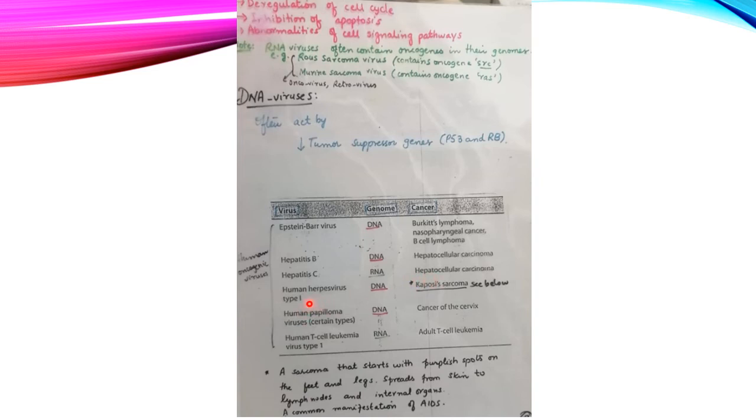Then human herpes virus type 8 is a DNA-based virus, and it causes Kaposi sarcoma, which is mainly seen in AIDS patients, in which purplish spots are seen on the feet and legs. This cancer may spread from the dermis to lymph nodes and even to internal organs. Then we have human papilloma virus, and there are many types of human papilloma viruses. These viruses are DNA-based and may cause cancer of the cervix. Then we have human T-cell leukemia virus type 1, which is RNA-based and is involved in the pathogenesis of adult T-cell leukemia.